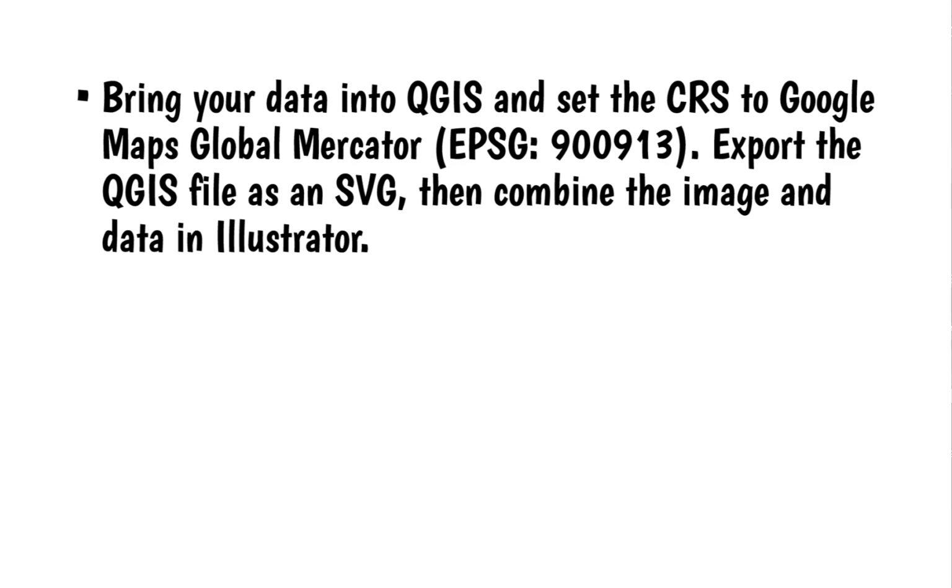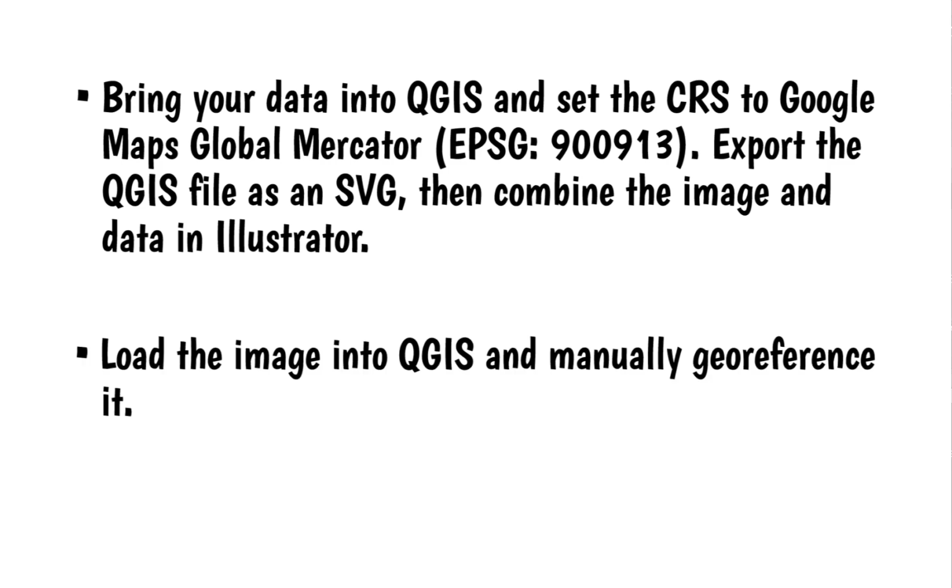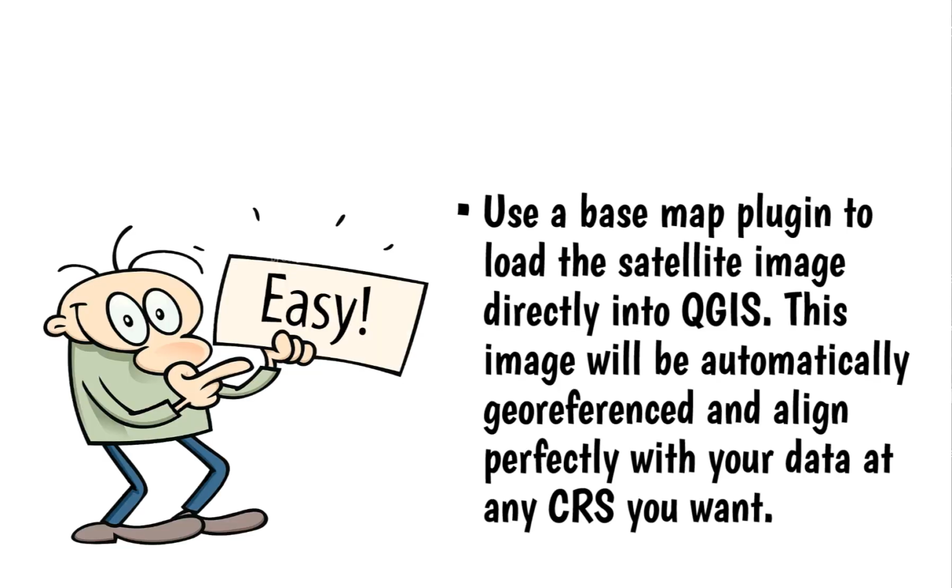Bring your data into QGIS and set the CRS to Google Maps Global Mercator, EPSG 900913. This is the CRS Google Earth images use. Export the QGIS file as an SVG, then combine the image and data in Illustrator. Load the image into QGIS and manually georeference it, an inconvenient process. Or use a basemap plugin to load the Google Earth image directly into QGIS. This image will be automatically georeferenced and aligned perfectly with your data at any CRS you want.